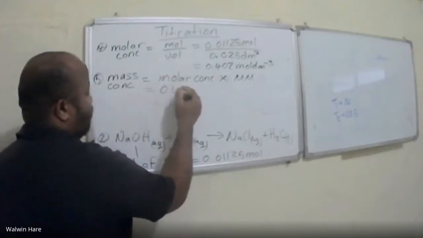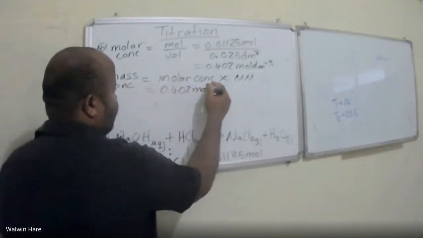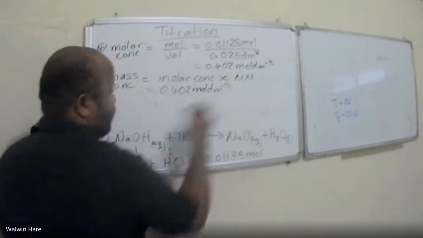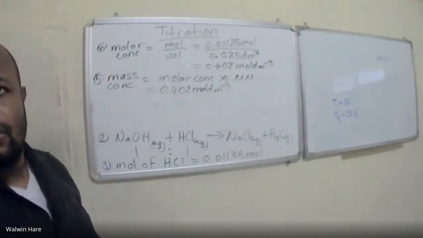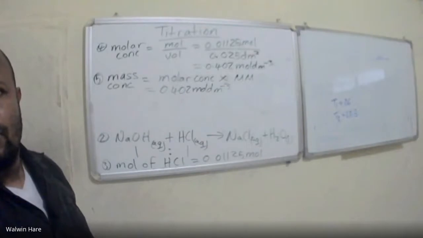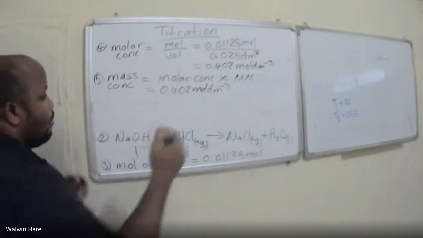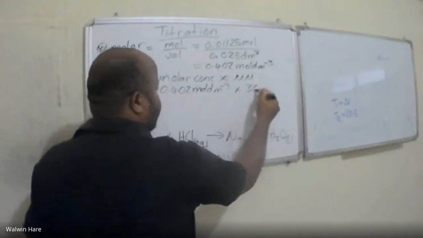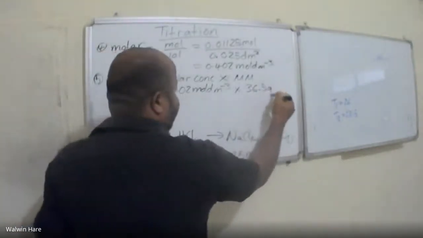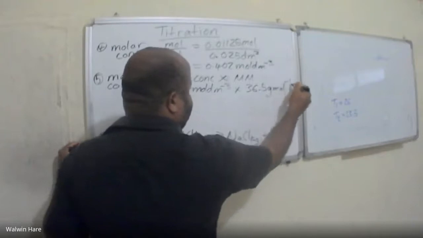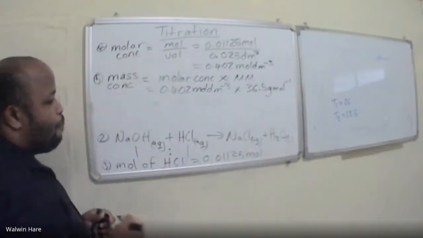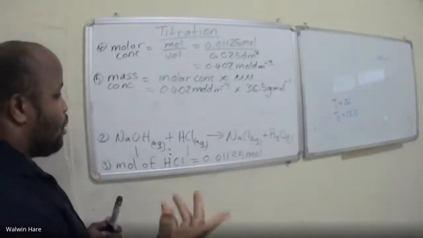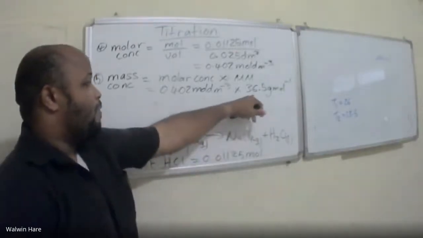So 0.402 moles per dm³. And the molar mass for hydrochloric acid is 36.5 grams per mole. So remember, chlorine is 35.5 and hydrogen is 1, so that's 36.5.